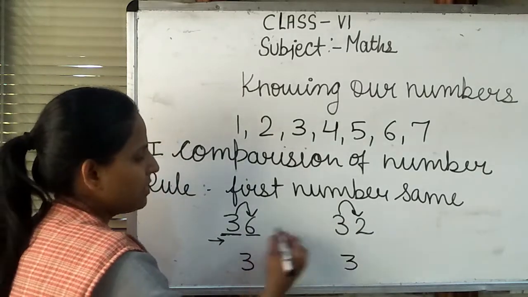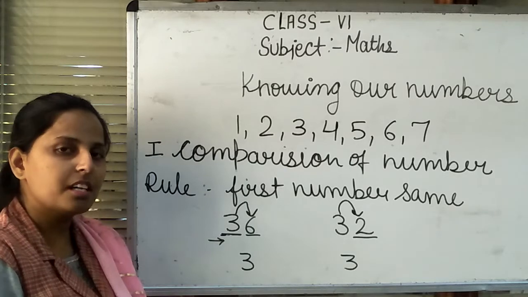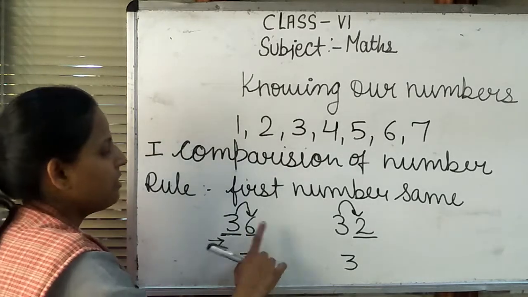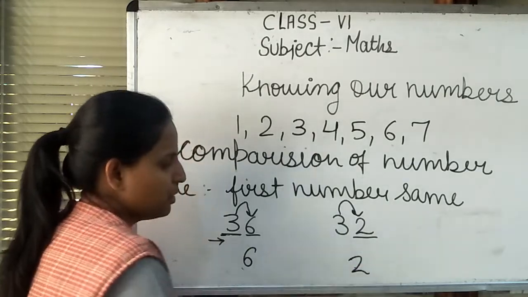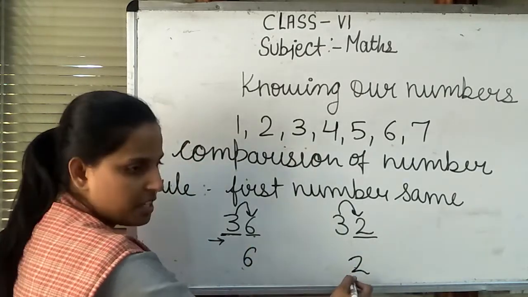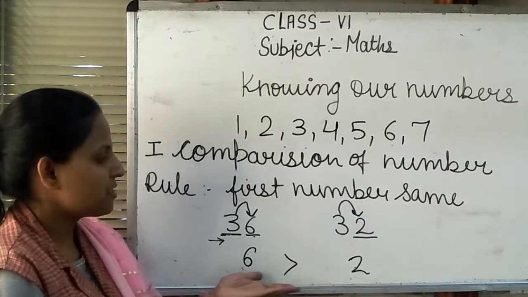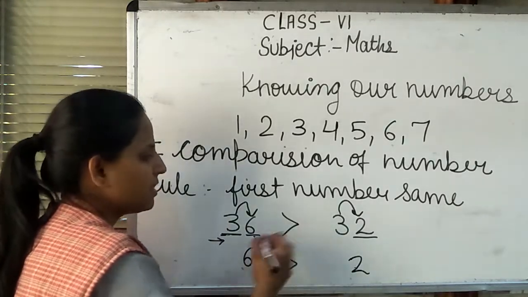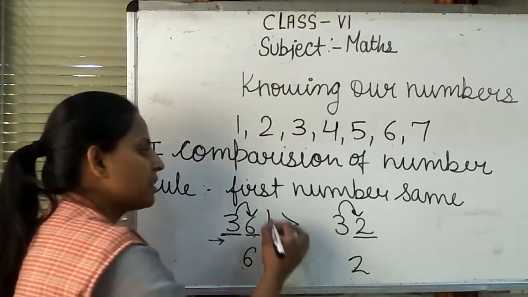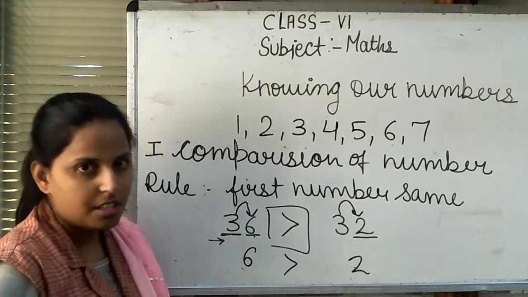So now we compare 6 and 2, because we cannot compare 3 and 3 as they are equal. So now we compare 6 and 2 here. This one is 6 and this one is 2. Comparing 6 and 2, 6 is greater because 6 comes after 2. Therefore 6 is greater than 2. So which one is greater? The number 36 is greater than 32. This is the comparison of numbers according to the digits.